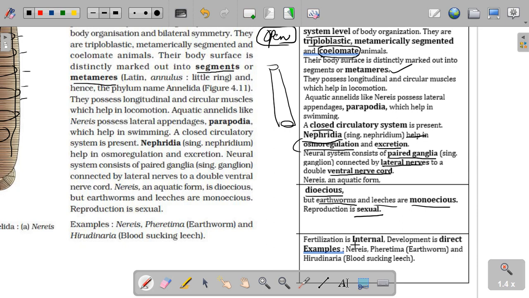And here are some of the examples: Nereis, aquatic annelid; Pheretima, earthworm; Hirudinaria, blood-sucking leech.